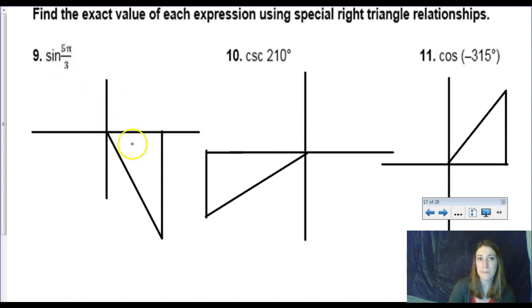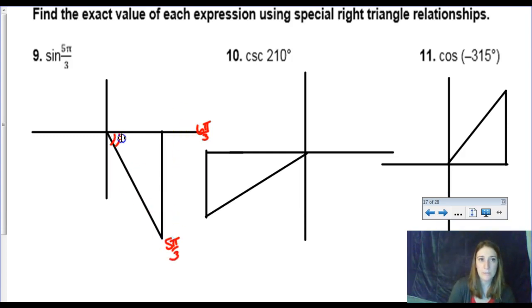So here, 5 pi over 3, I already drew it for you in the 4th quadrant. If I think about its reference angle, because that's the angle that I'm interested in here, this is 2 pi, so that's 6 pi over 3, and this is 5 pi over 3.